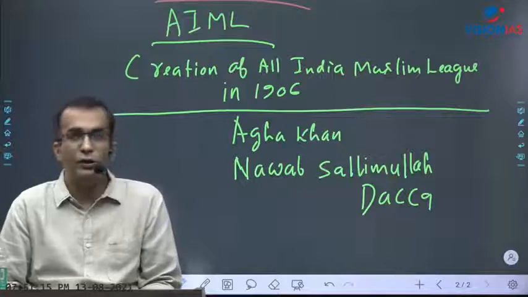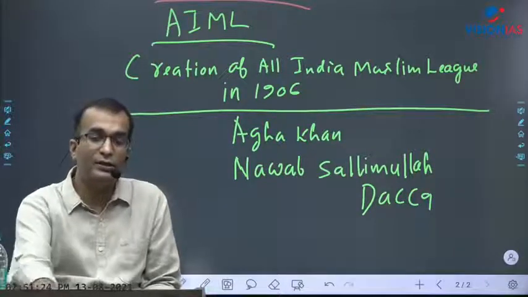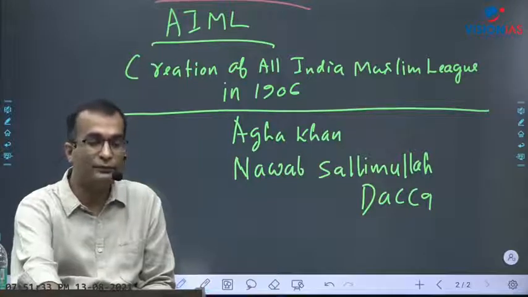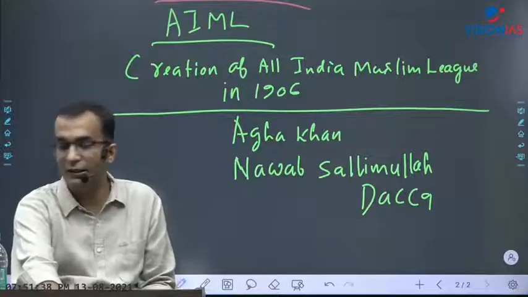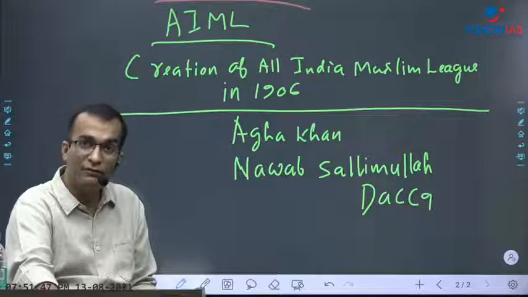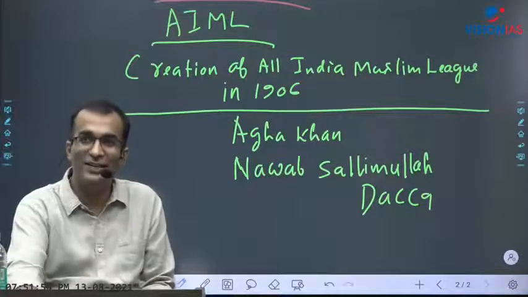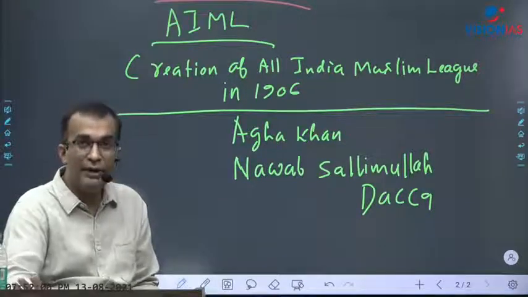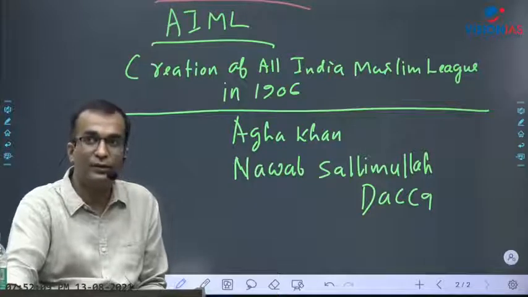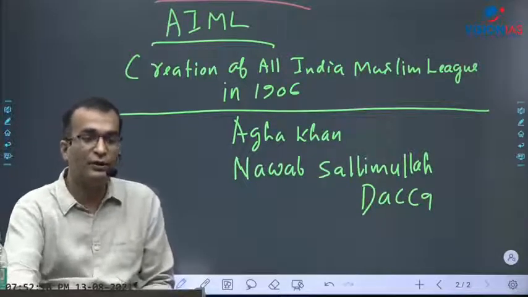Then after the full stop, you write, they also maintained that their intention is not to create disharmony in the Indian society, but they also emphasized that the Muslim League will remain loyal to the British authority. So the Muslim League will remain loyal to the British authority. So this is what it is all about, the creation of the Muslim League.